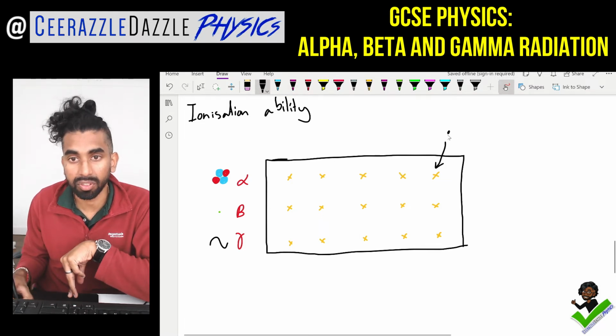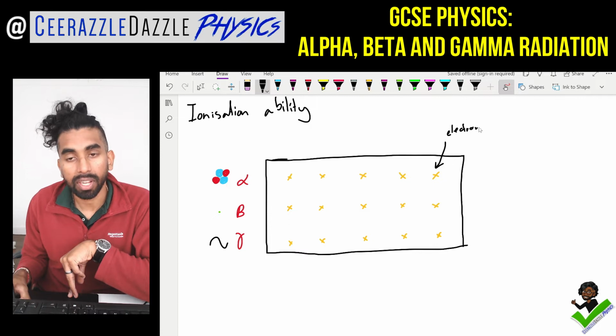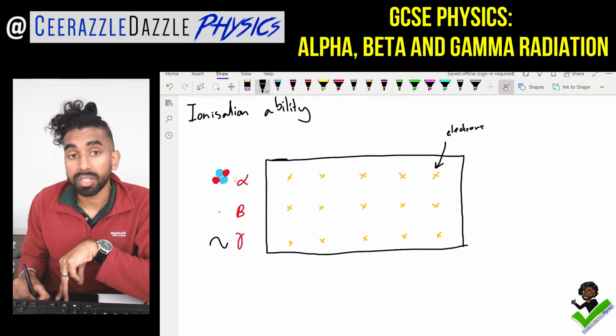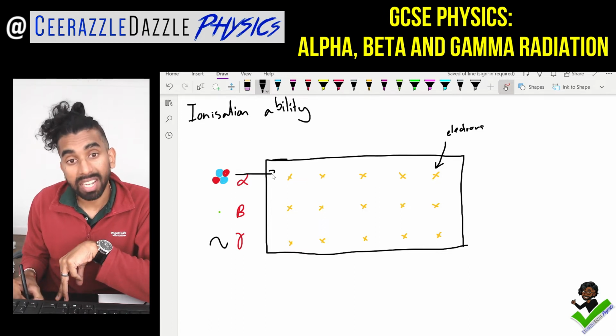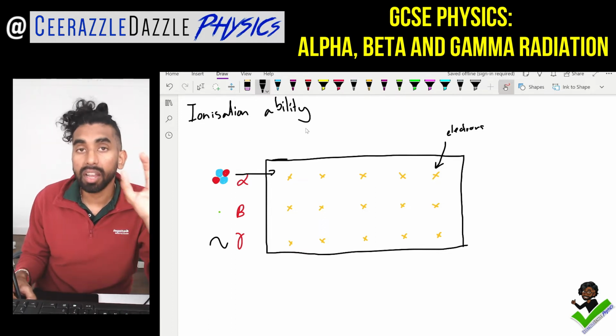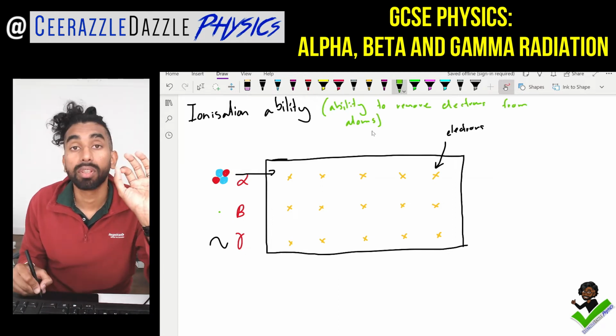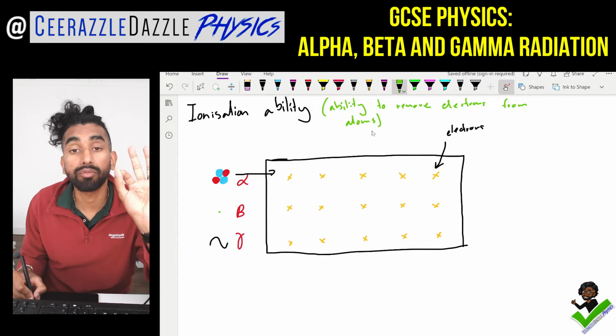These are electrons. I've just drawn the electrons over here. Right, let's say we were to fire alpha into it. We're going to fire alpha into it, so the alpha is going to enter this box over here. Ionization ability means its ability to rip electrons off, so its ability to remove electrons from atoms.